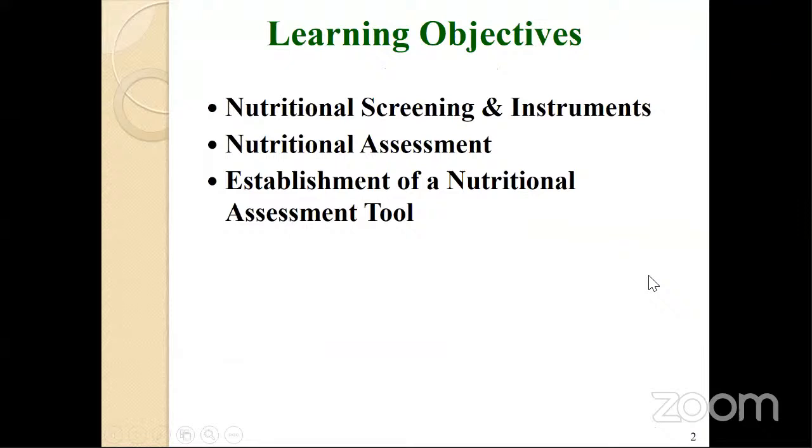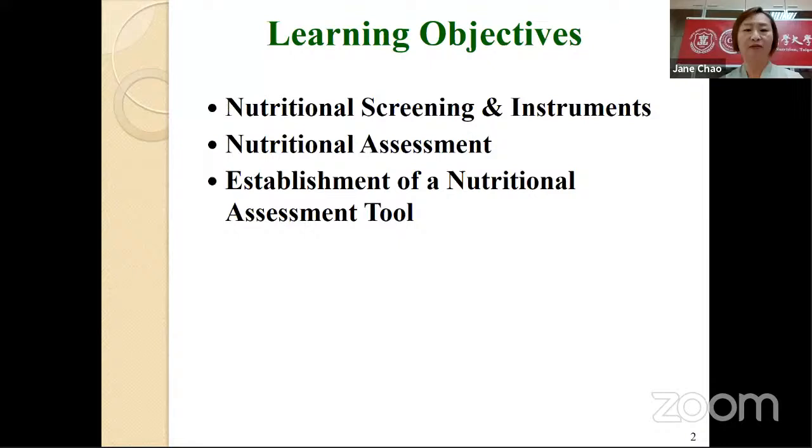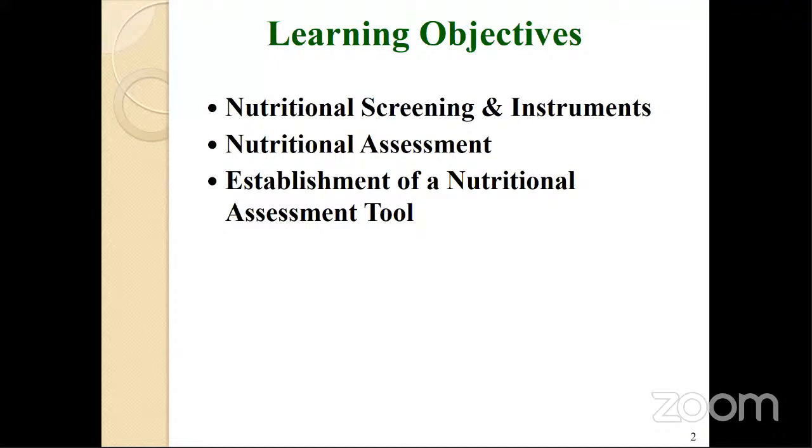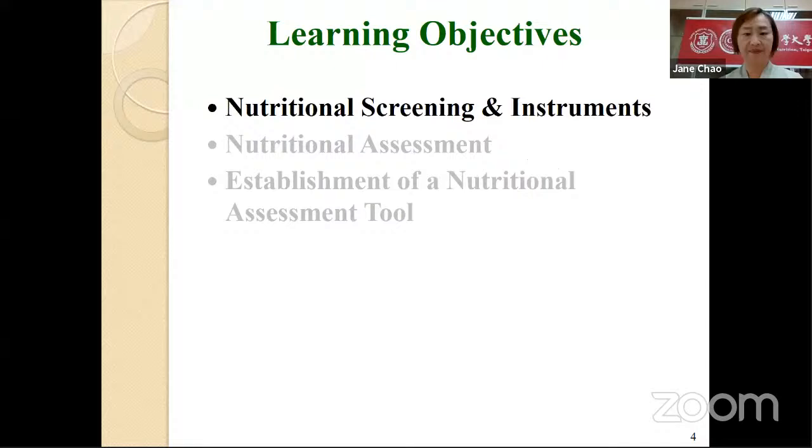So the learning objectives are nutritional screening and instrument. Also, we'll introduce the categories of nutritional assessment. And finally, I will introduce establishment of a nutritional assessment tool. So those are the references. So first of all, I would like to briefly introduce nutritional screening and instrument.